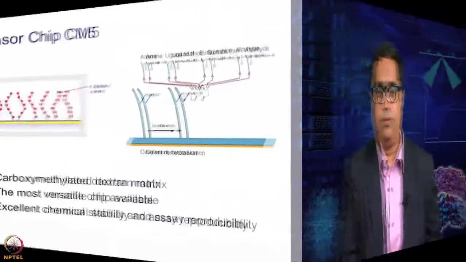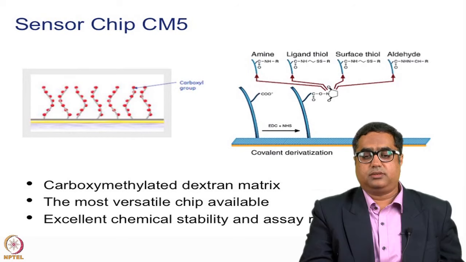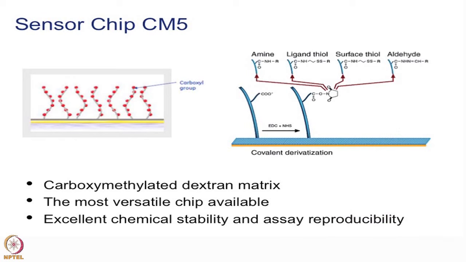The first chip, and the universally used chip, is the sensor chip CM5. CM stands for carboxymethyl, and 5 is a number that shows the amount of branching. In this slide, the gold has a glue, and the glue attaches the dextran to the gold. On the surface of the dextran you see small areas called carboxymethyl groups, which get activated, and the activation of the carboxymethyl groups helps us immobilize our ligand by amine coupling, thiol coupling, or aldehyde coupling.